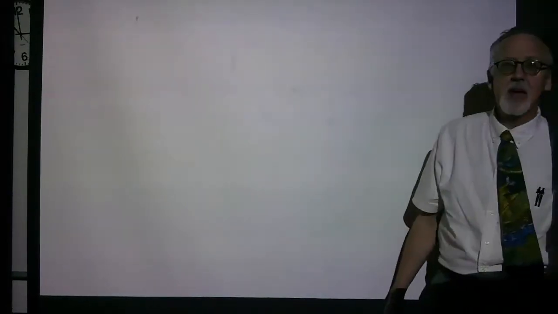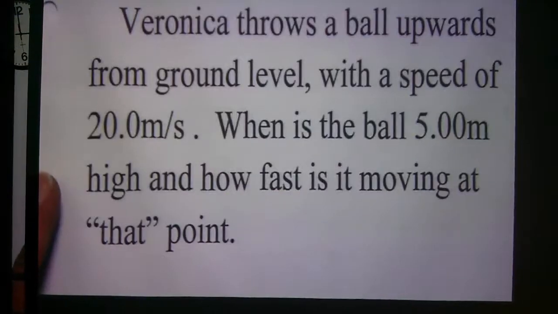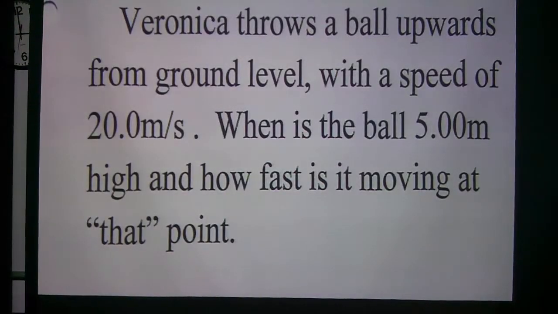So let's try some examples using gravitational acceleration. Here we go. Veronica throws a ball upwards from ground level with a speed of 20 meters per second. When is the ball 5 meters high, and how fast is it moving at that point?